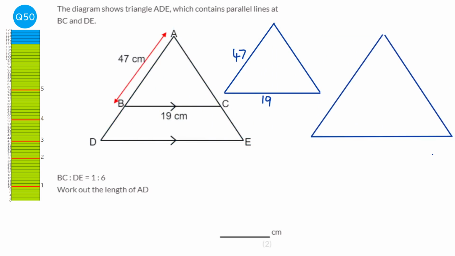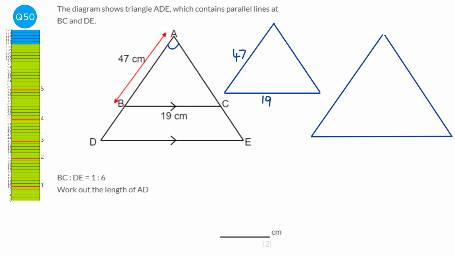Okay, now we know that both of these triangles are similar, and the reason is they share an angle and the lengths at the bottom are parallel, so they will be similar, which means one's an enlargement of the other.